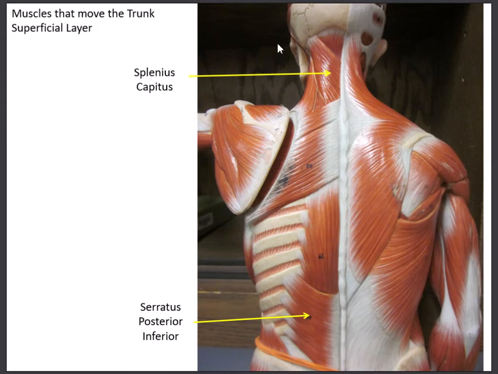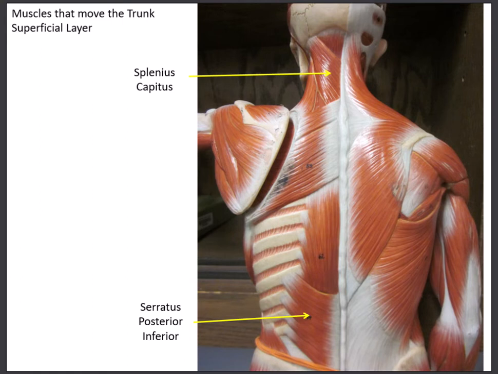If one muscle contracts, let's say on this model here, we only see the left one, if the left one were to contract, it would cause rotation to the left. So we say that's either same side rotation or ipsilateral rotation. Right, so that's the splenius capitis.